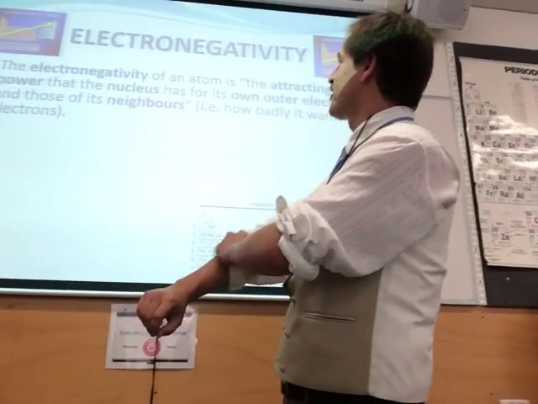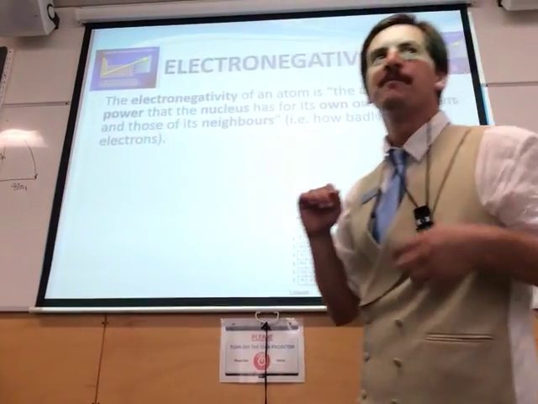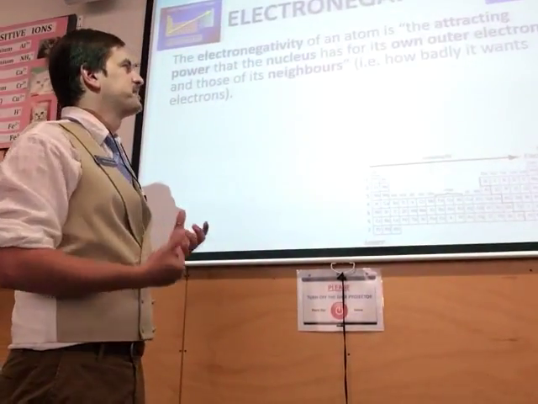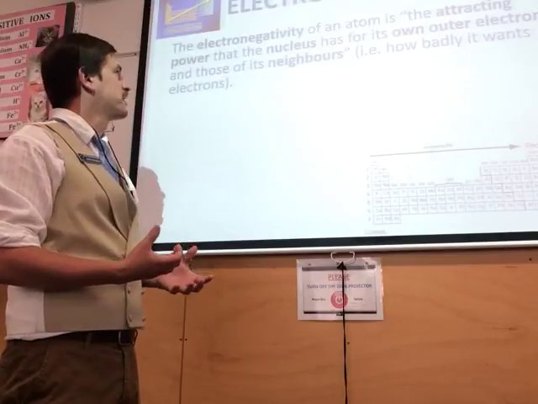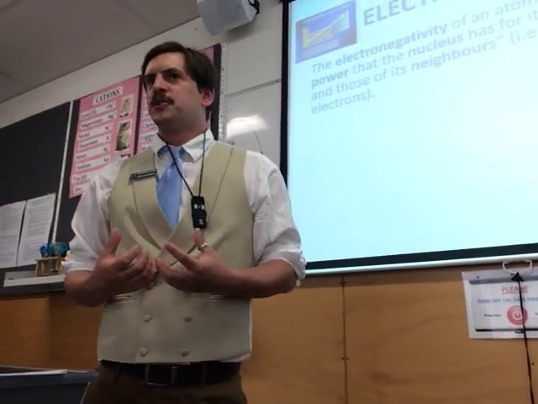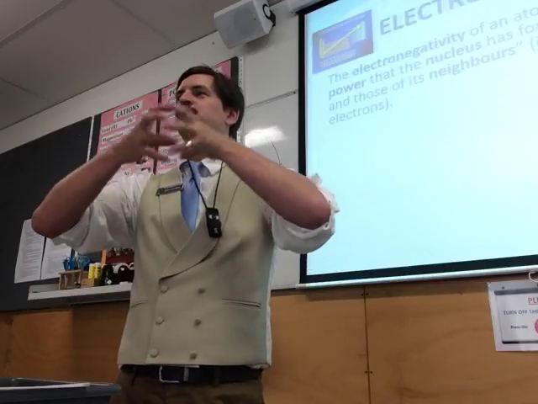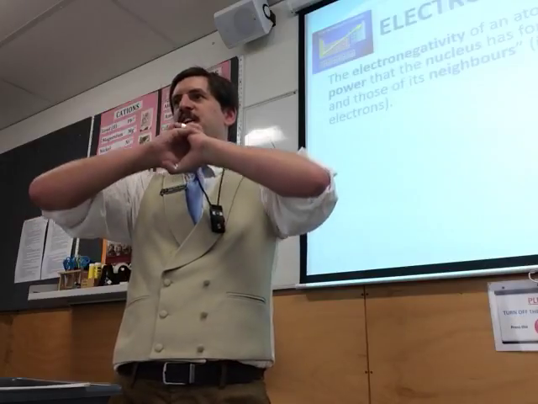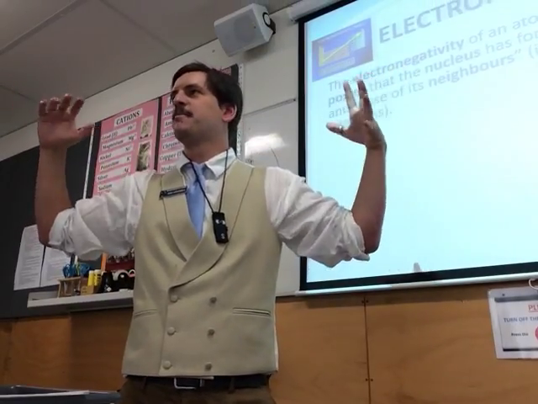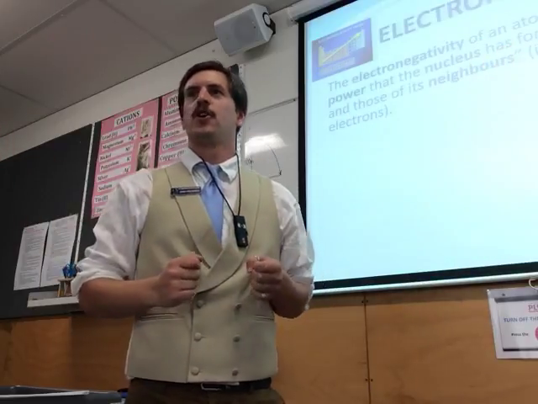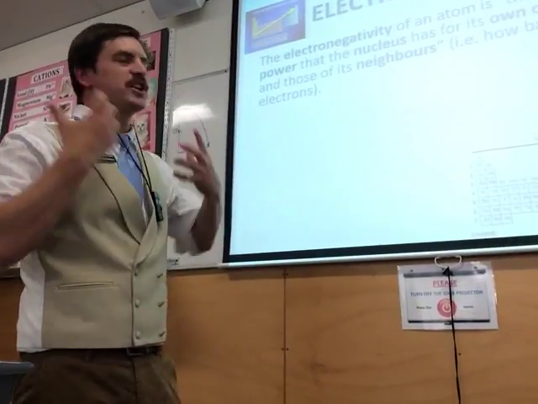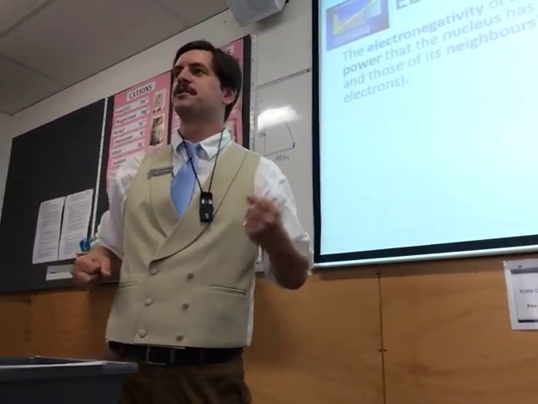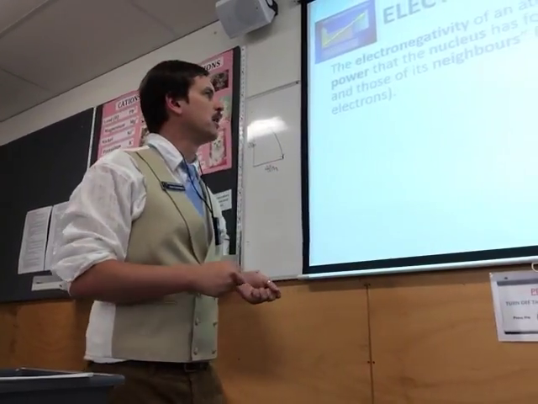All right, the electronegativity of an atom is the attracting power that the nucleus has for its own outer electrons and those of its neighbors. So in the nucleus, you've got those positive protons, which exhibit an electrical force. This is what's keeping the electrons in place, but it's also attracting others. So the electronegativity is how powerfully that atom can hold on to its electrons. And some hold on to them better than others, as we'll learn.